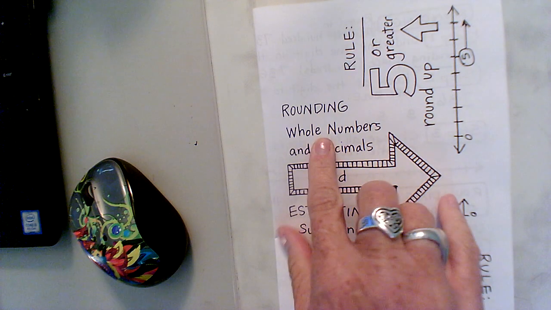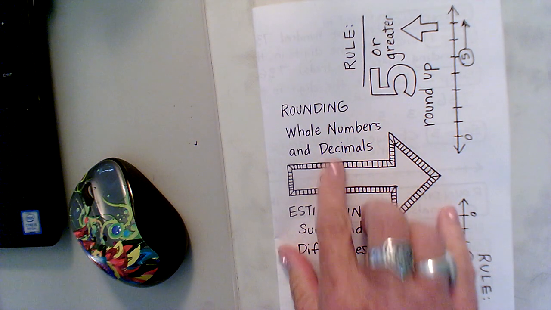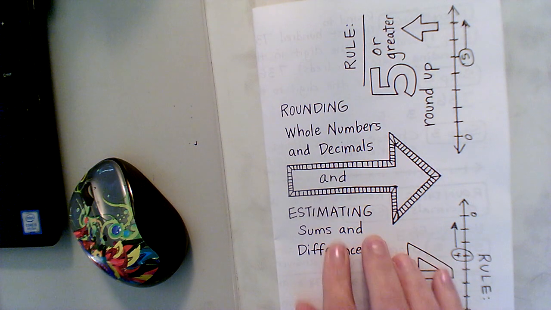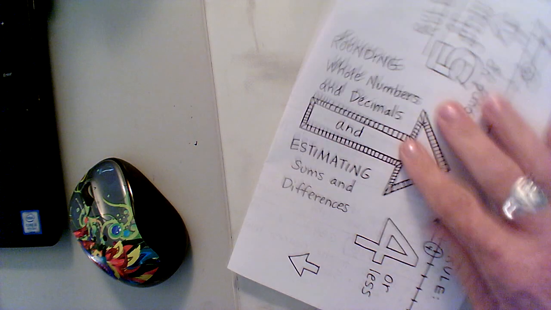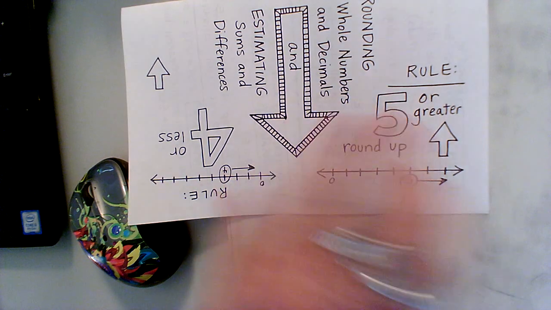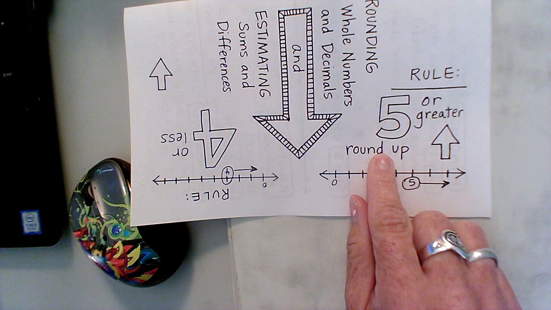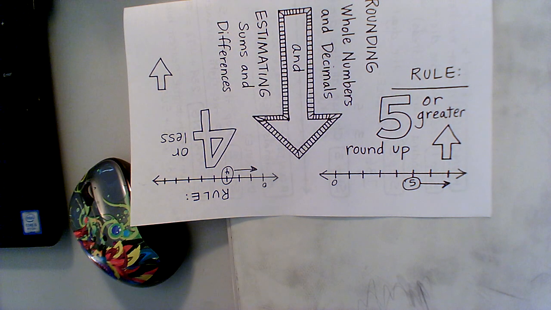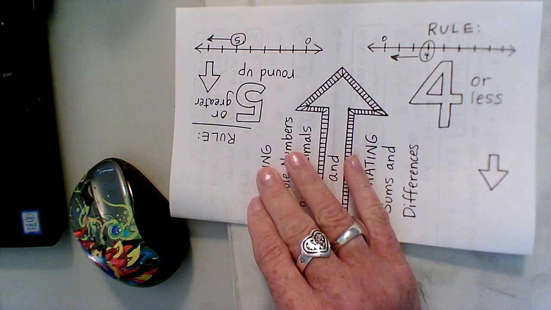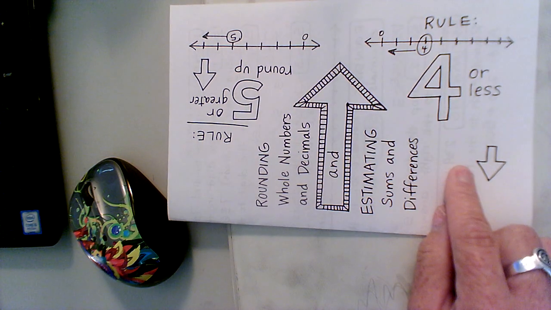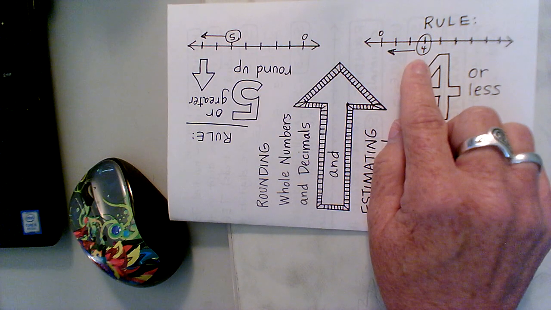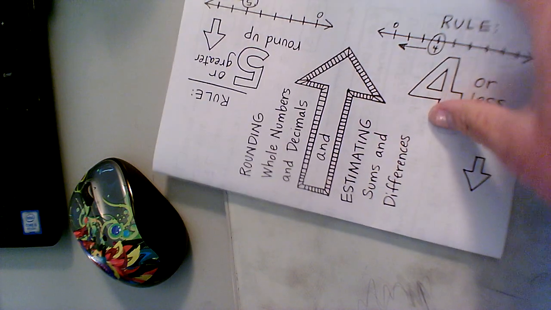Yes, ma'am. We use rounding whole numbers and decimals for estimating sums and differences. Okay? Rule number 1, 5 or greater. We are going to round up by how many? 1. Okay? You're going to round that digit up one more. The second rule, 4 or less, we're going to let it rest. So it will stay the same.